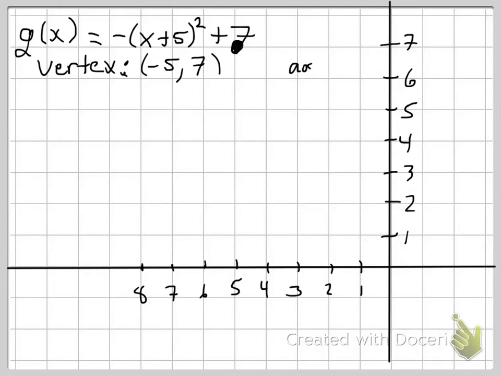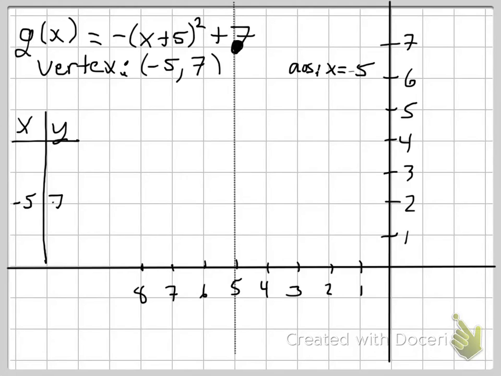And I realize I forgot my negative signs on the x-axis. Well, I'll put them in a minute. Our axis of symmetry is negative 5, so go ahead and put that in. We plotted our vertex, and we're going to go ahead and construct our table around our vertex, and we're going to plug in negative 6 and negative 4, and now I'm putting my negatives in.